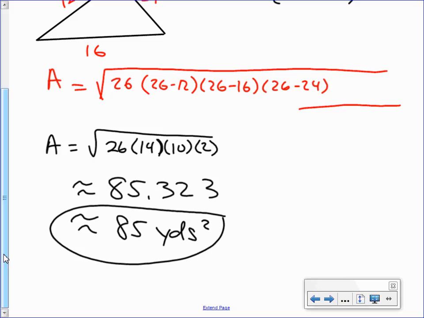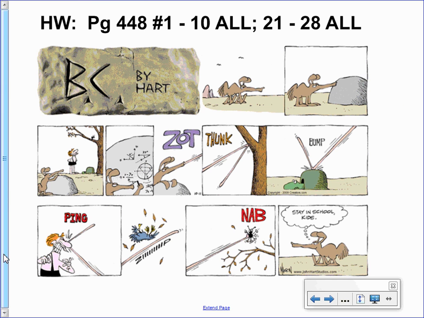All right, here we go. So, that assignment is numbers 1 through 10 and then 21 and 28, all on the same page. Hallelujah. And they all lived happily ever after. The end.